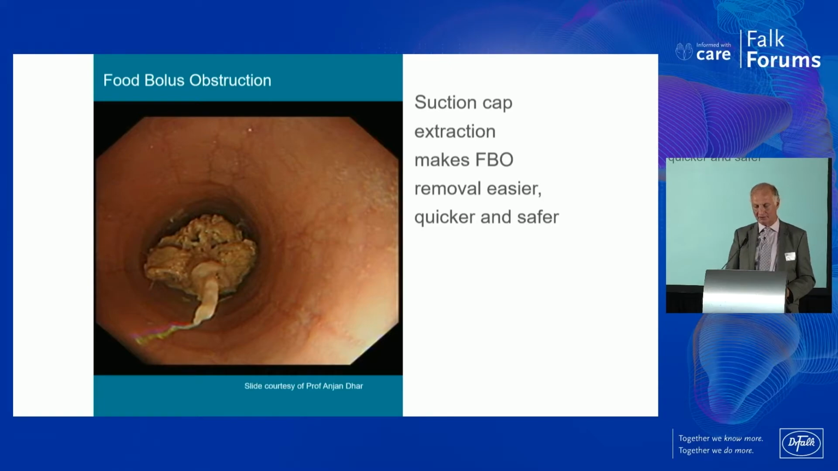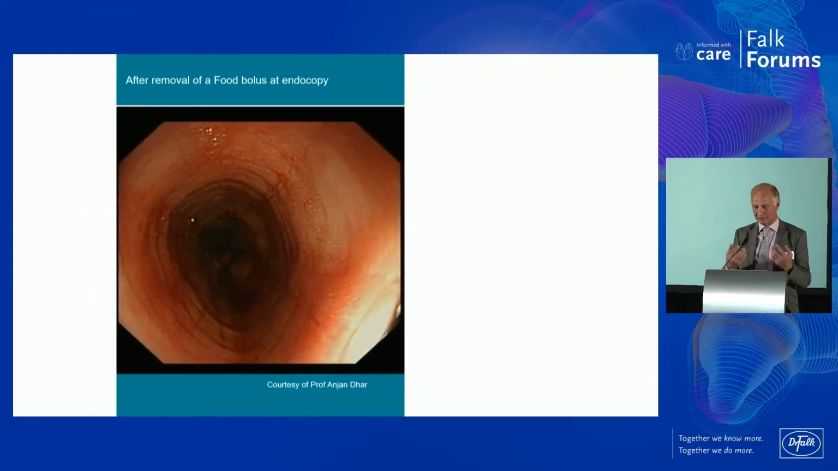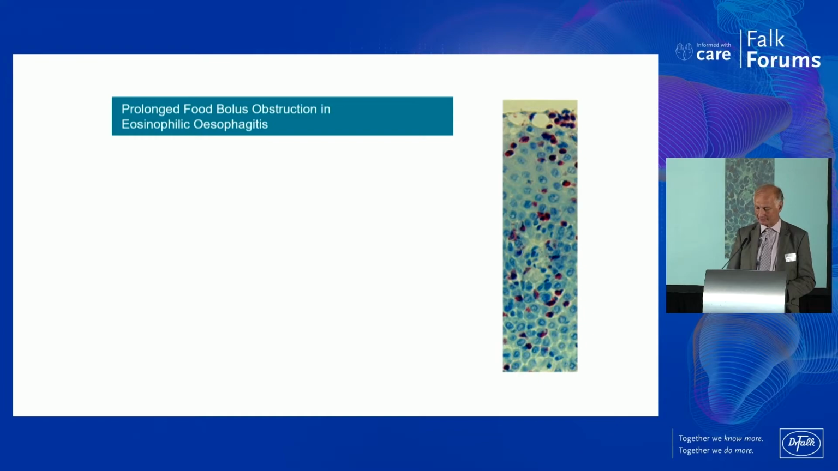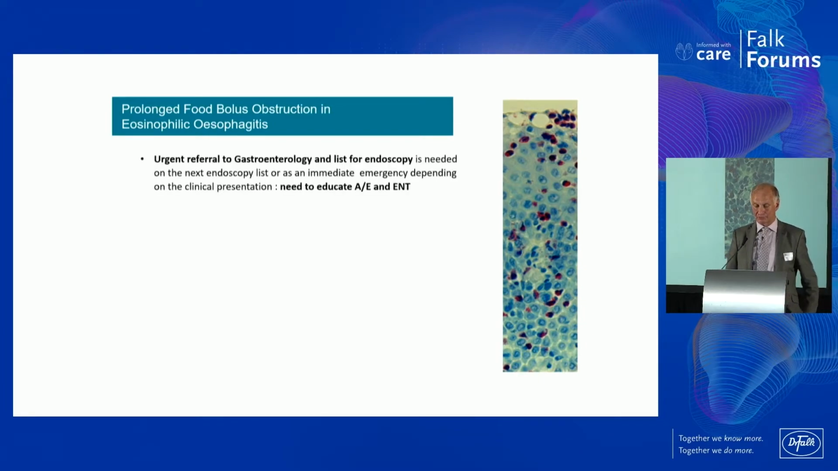In this case, those of you who are gastroenterologists or endoscopists can see the furrowing. It's an obvious case of EOE, and once you've taken the thing out, you just get on and do the biopsies. So, for food bolus obstruction, an urgent referral to gastroenterology and a list for endoscopy is needed at the next endoscopy list. And so we have to educate our A&E and ENT colleagues to make sure that this happens.